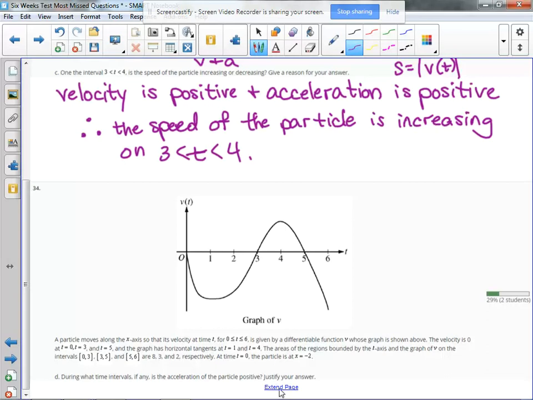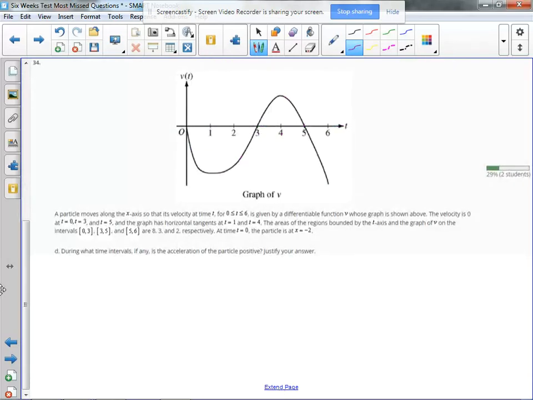All right, last part of the test here. During what time intervals, if any, is the acceleration of the particle positive? So I'm looking at velocity, and they're asking me about acceleration. Acceleration is the derivative of velocity. So where that's positive, acceleration means velocity is increasing. So where is my velocity increasing? It is increasing right here.